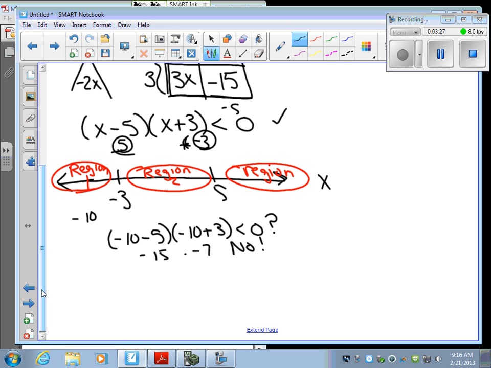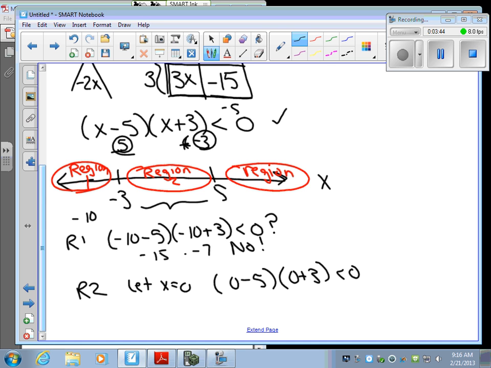So now I'm going to pick something in region 2. How about 0? Let's let x equal 0 because that's in region 2 between negative 3 and 5. So is 0 minus 5 times 0 plus 3 less than 0? Is negative 5 times 3 less than 0? Why, yes, it is. So region 2 is going to get shaded.